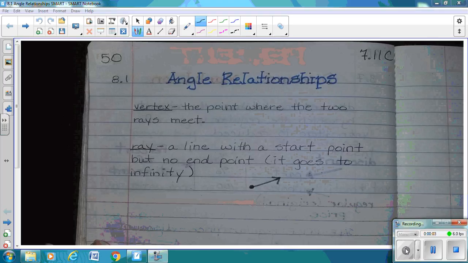Hello. Today we're going to work on angle relationships. This is Chapter 8, Lesson 1 of your textbook. And the TEK that we're going to be working on today is 7.11c.